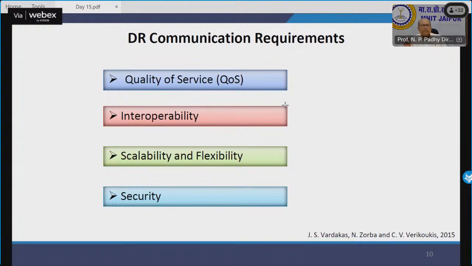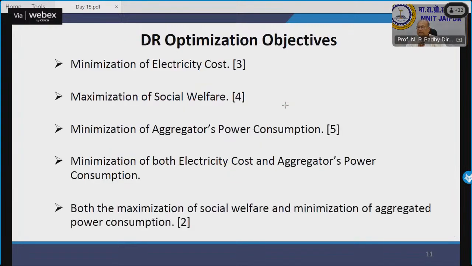Now, DR communication requirements: because there are so many devices and components, quality of service is important, interoperability is important, scalability and flexibility, and finally, security. When you make the devices digitally controlled, it may so happen that someone sitting at a distance can switch off and make your whole hotel dark. You have auto control, but someone can interfere and completely make your hotel dark, or the city dark. That is the security reason one has to be extremely careful.